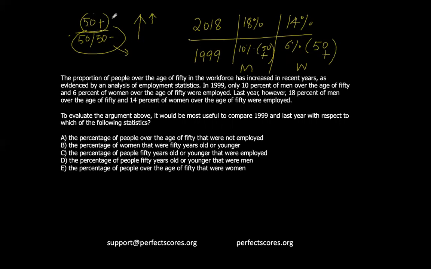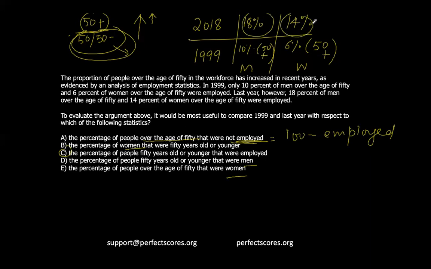And for that, the only option that covers the entire age group is option C, because B talks about women, D talks about men, E talks about women, and A talks about not employed, which is basically 100 minus employed. A also talks about over the age of 50, and we already have the statistics for over 50, so A doesn't really help in this case. So C is the answer. Okay, any doubt?